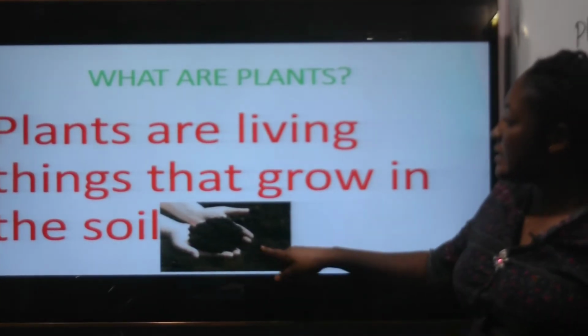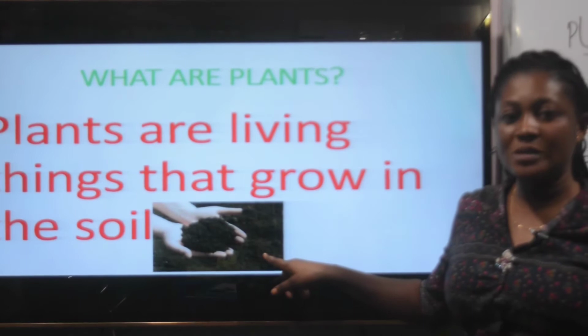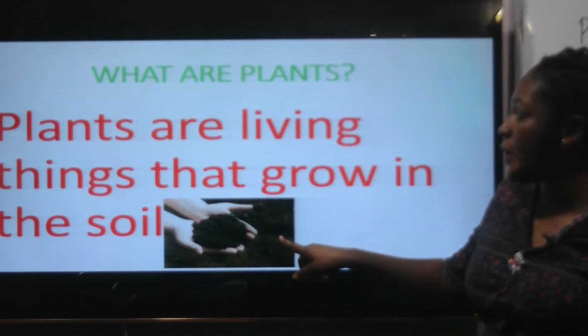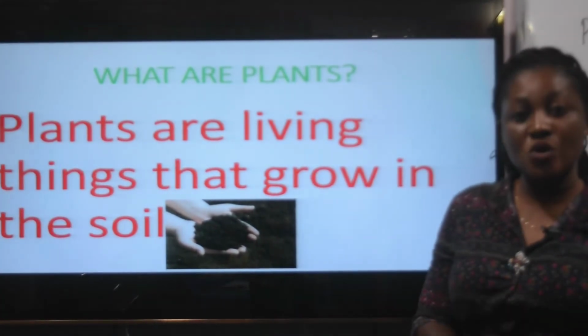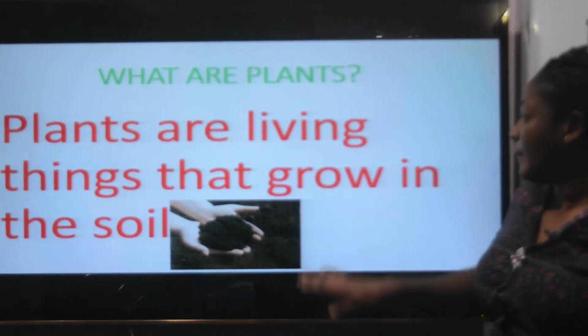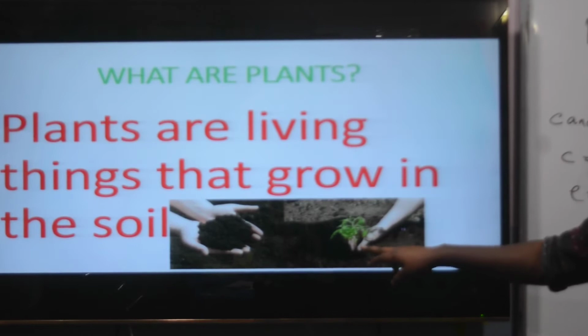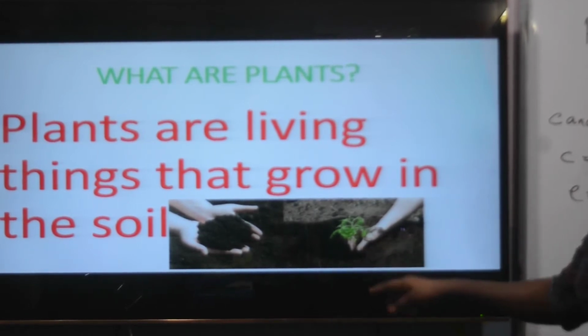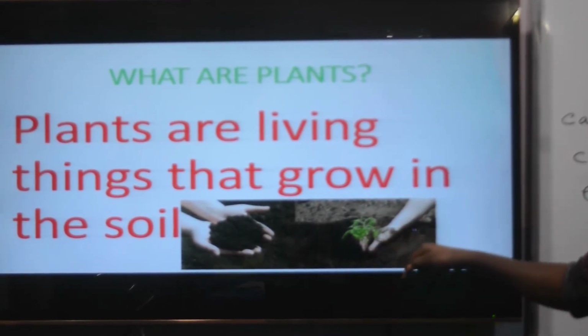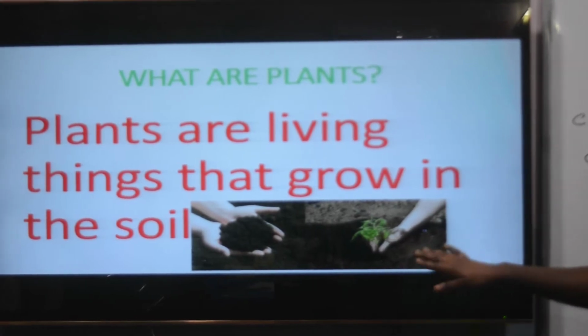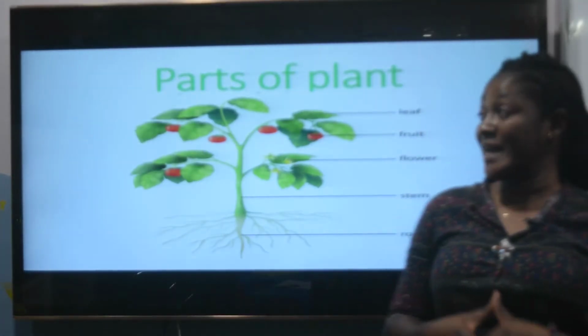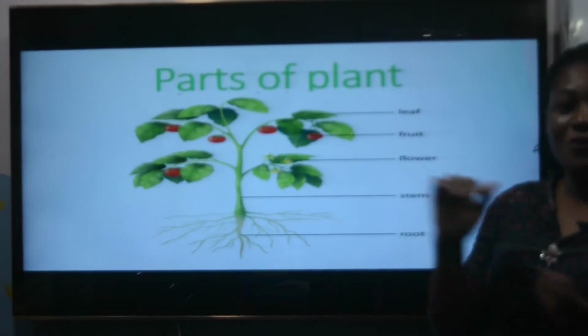So this is soil. If you don't know soil, this is the soil that plants grow in. So let's look at the plants. Have you seen the plants? These plants grow in the soil. Very good. Okay, so kids, let's learn the parts of a plant.